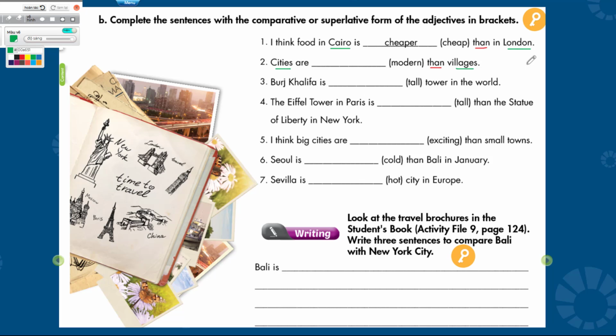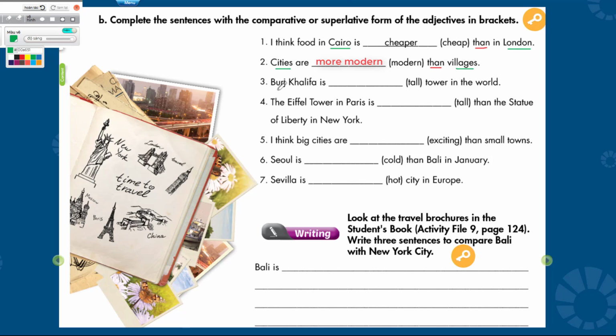Modern is a long adjective had 2 syllables, right? So we add more, more modern, right? Modern là một tính từ dài, có 2 âm tiết. Như vậy là ở dạng so sánh hơn thì ta sẽ thêm more, right? More modern. Cities are more modern than villages. Thành phố thì hiện đại hơn nông thôn. Of course, dĩ nhiên rồi, right?